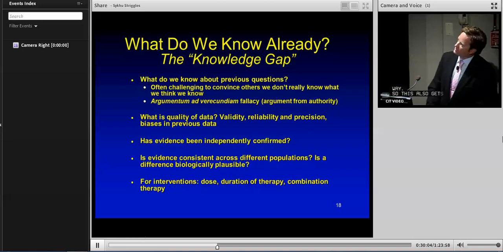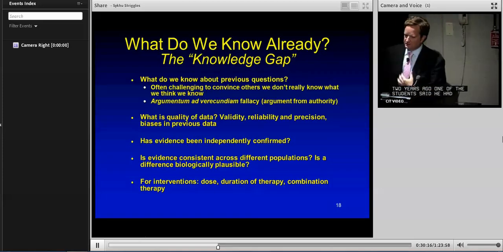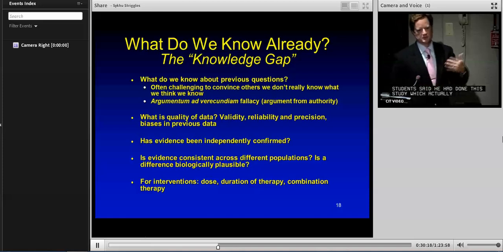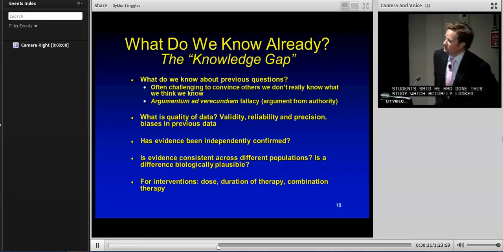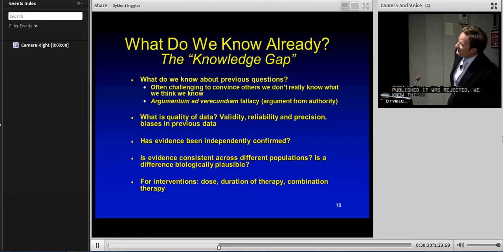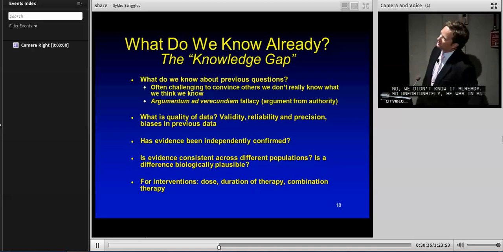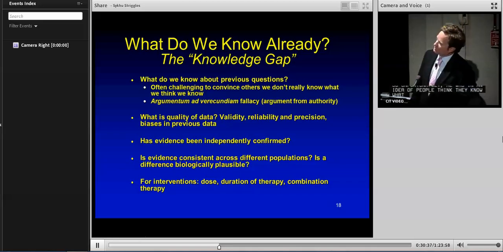So this also gets to the question, what do we know already? What do we know about previous questions that have been asked? I actually teach this course up at Harvard, and 2 years ago one of the students walked up to me and said that he had done this study which actually looked at prophylactic antibiotics before people went to cardiac surgery. There were really very few studies on this, and when he tried to get it published, he kept getting rejected from the journals and told, we know this already, even though we really didn't know it already. And so, unfortunately, he ran into this idea of people thinking they know what they don't know. And that's, again, this argument from authority.